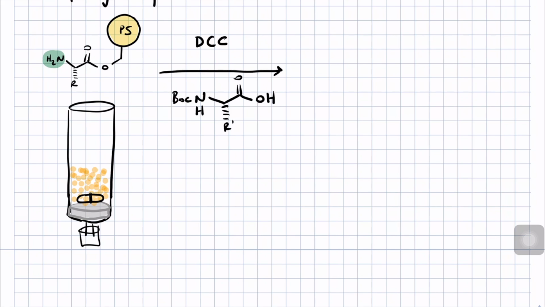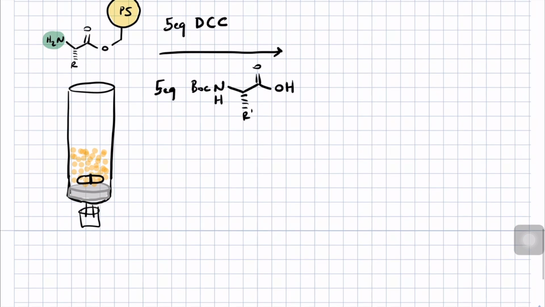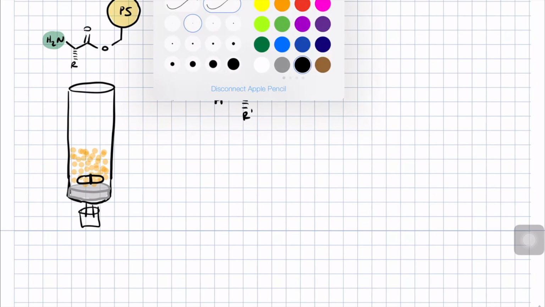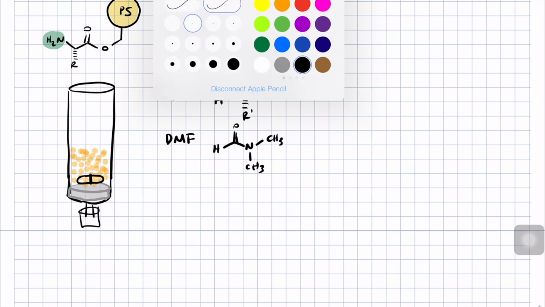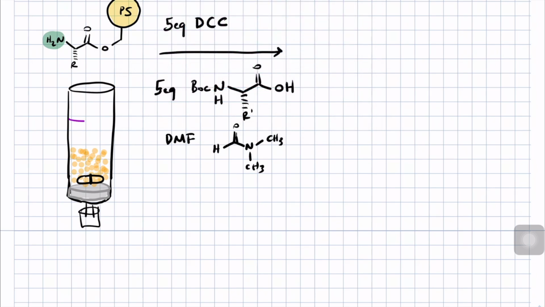But this time, instead of using one equivalent, we can use maybe 5 equivalents of DCC and 5 equivalents of the amino acid. We can use a huge excess. A typical solvent is DMF, which stands for dimethylformamide, 2 methyl groups on a nitrogen and a proton on the other side. This is a typical solvent for coupling reactions. It is also colorless, but what the heck, let's choose purple.